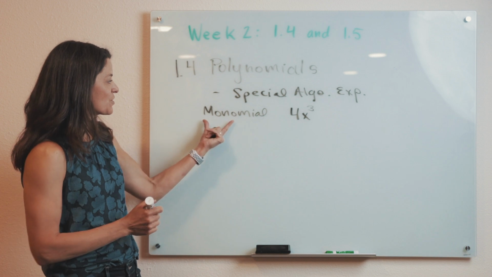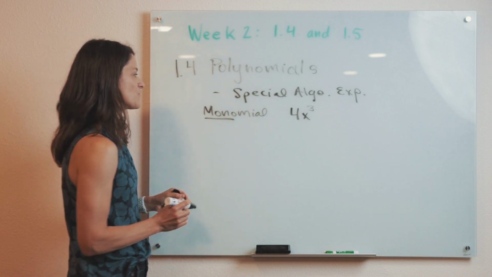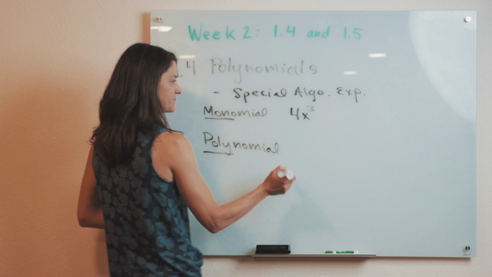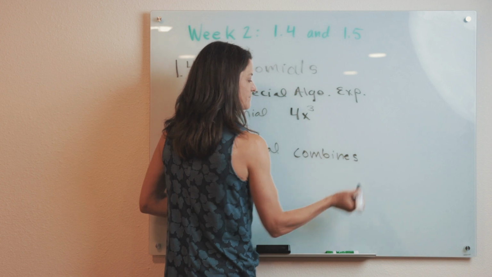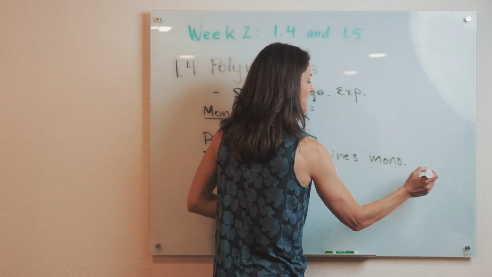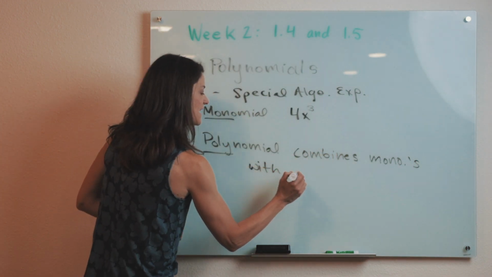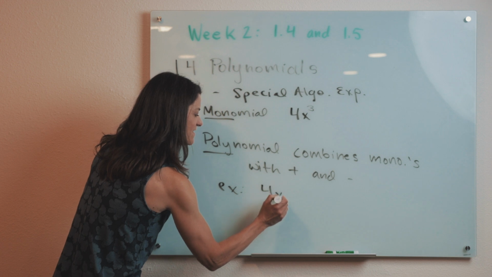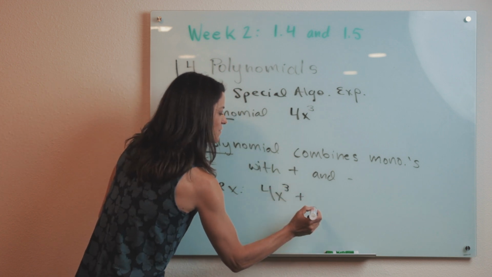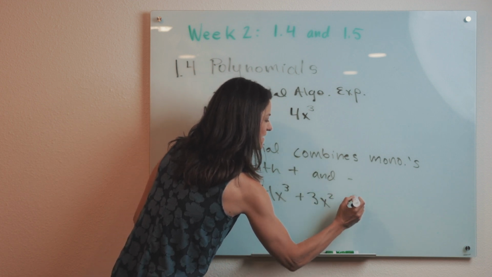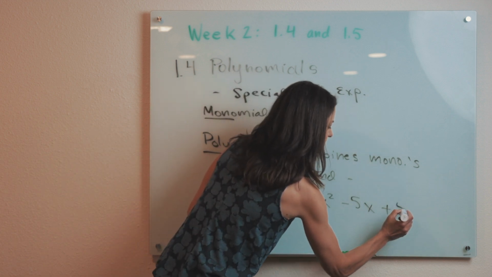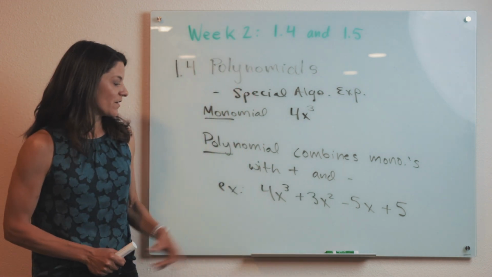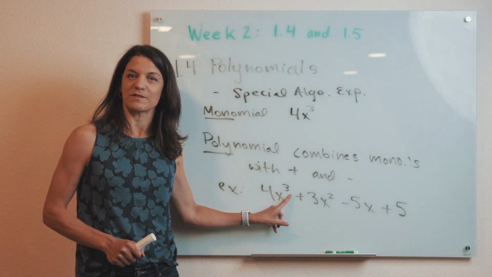Now, when we take a monomial, where mono is a common prefix that means 1, and combine them together with addition and subtraction, that is when we get a polynomial. So it combines monomials with addition and subtraction. So, an example of a polynomial: we could take that 4x cubed, add to it 3x squared, subtract 5x, and then add a constant term. That would be an example of a polynomial, right? It combines monomials that are just a number multiplied by a variable with a positive integer exponent.